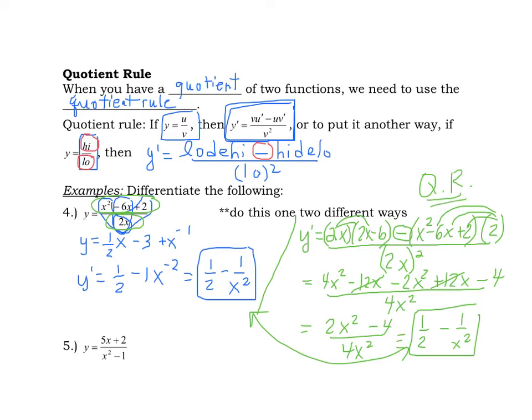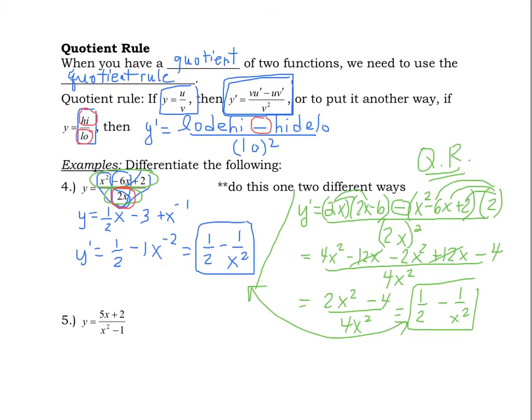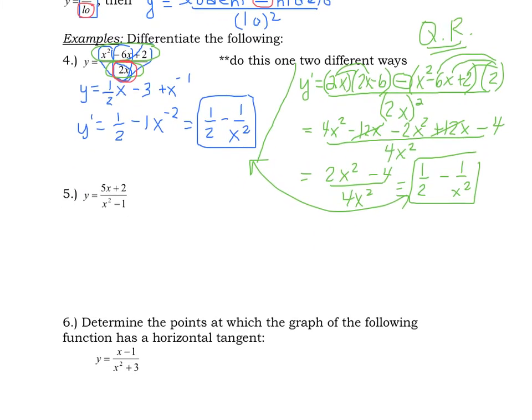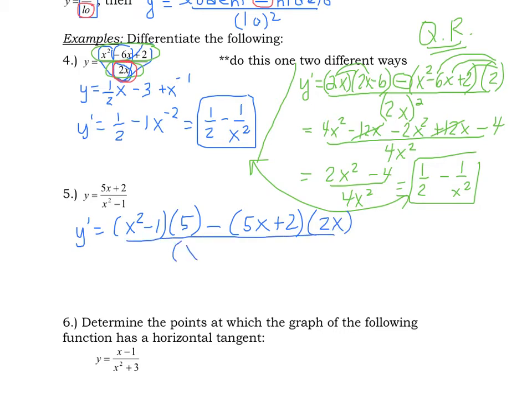So we were able to do this one two different ways because in this function we were dividing by just one term. We were only dividing by this 2x. In our next example, we're dividing by two terms. We have an x squared and a minus 1. So it makes sense here to go right to our quotient rule. So low d high, there's our low, d high would be 5, minus high, so 5x plus 2, d low would be 2x, all over low squared, x squared minus 1, quantity squared.